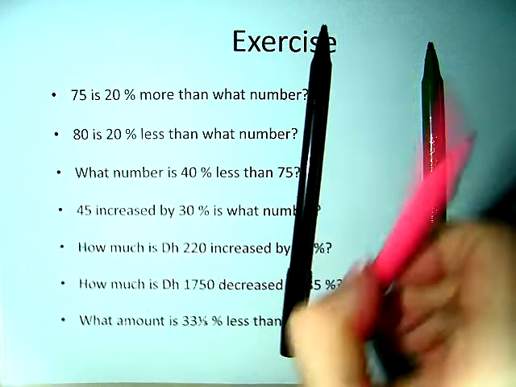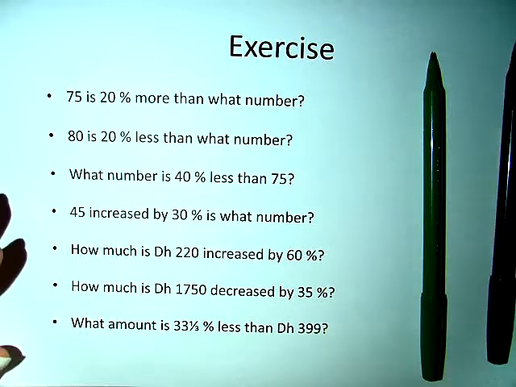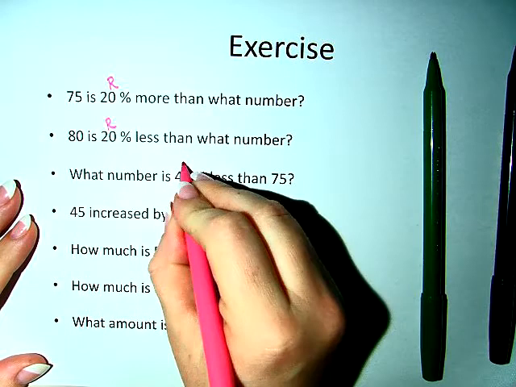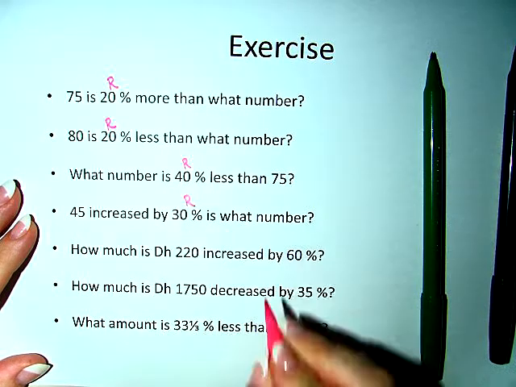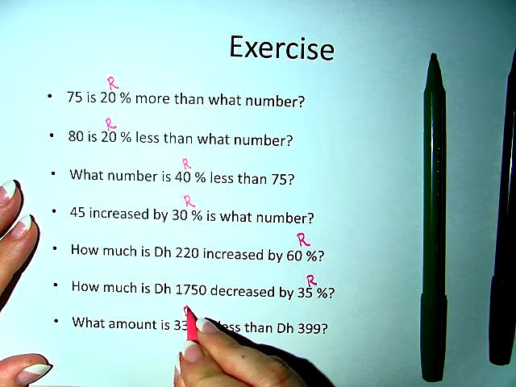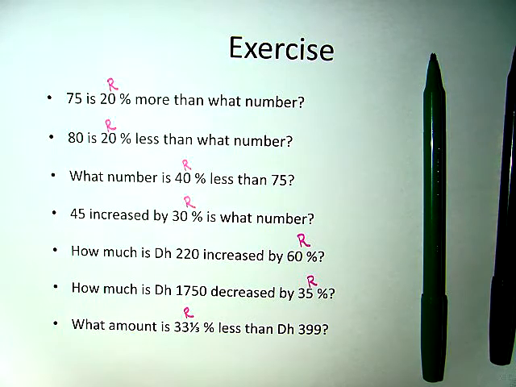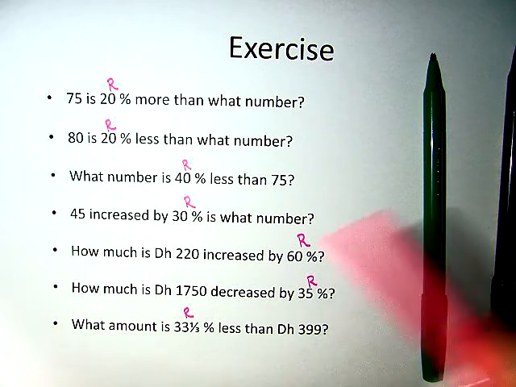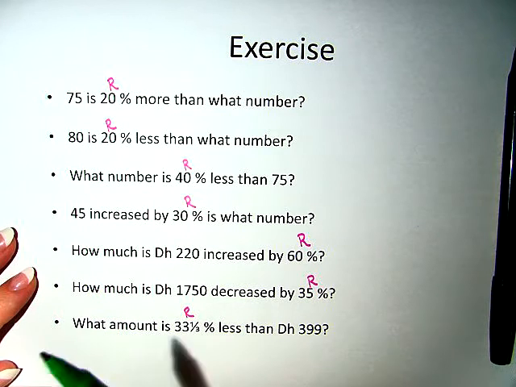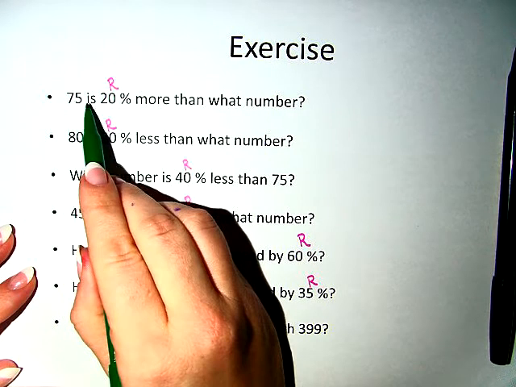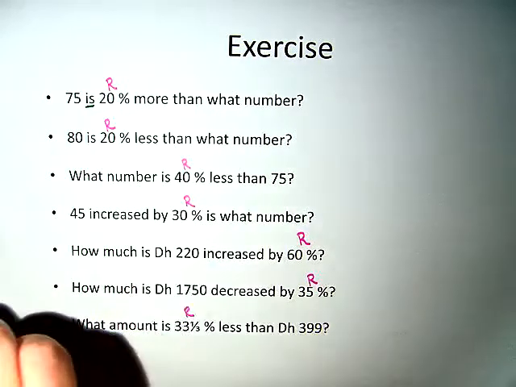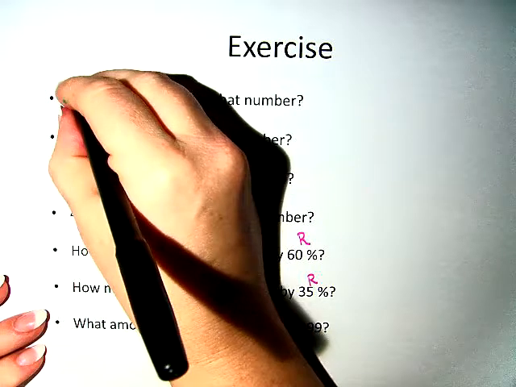So I'm going to go through and find everything with a percentage and mark that as my rate. So this is my rate, this is my rate, and so on. Okay, now we need to figure out which is the new and which is the base number. So the base number we're going to leave in green and the new number will be in black. 75 is, because this is the word is, we know that that will be our new number.